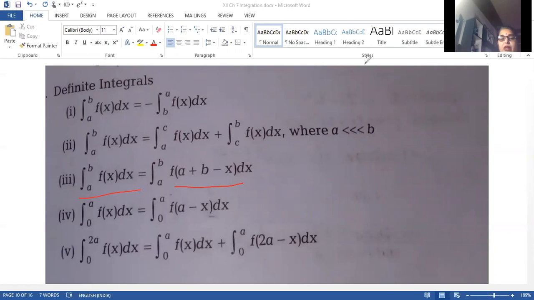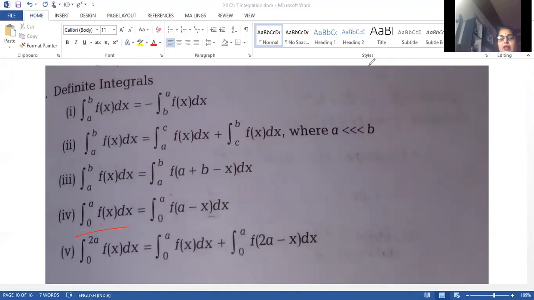Whenever we have a function f(x) and the limits are a to b, you can add the two limits and subtract x, so the integral of f(a + b - x) dx gives you the same answer. We will apply these properties. Now just see, the next property is the same.